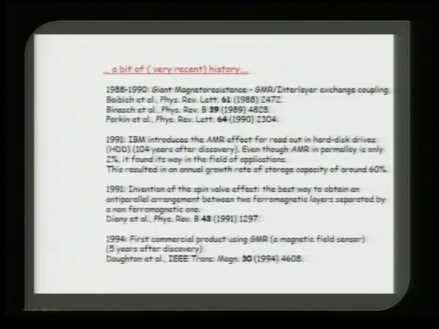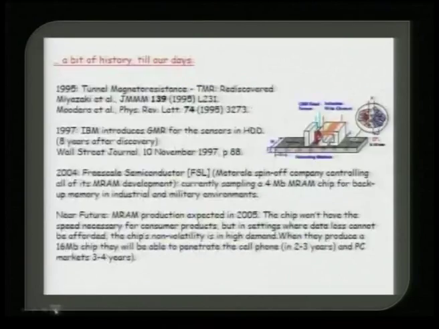And a bit of very recent history: in 1988-1990 GMR was reported by both these Nobel laureates, and in 1991 IBM introduced the AMR effect for readout in hard disk drives. In 1991 the spin valve effect was also recognized. In 1994 the first commercial product using GMR, a magnetic field sensor, was brought in. And a bit of history till our days: in 1995 tunnel magnetoresistance was rediscovered, and in 1997, this is the most important part, using the GMR property IBM brought its first hard disk drive.